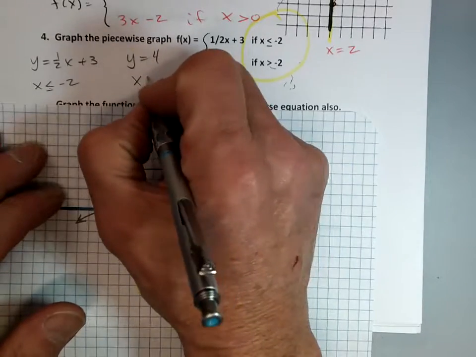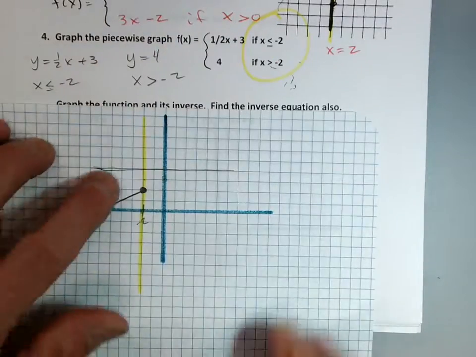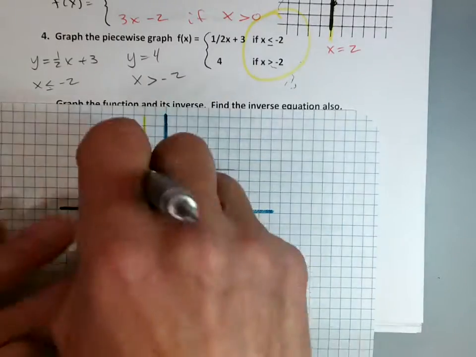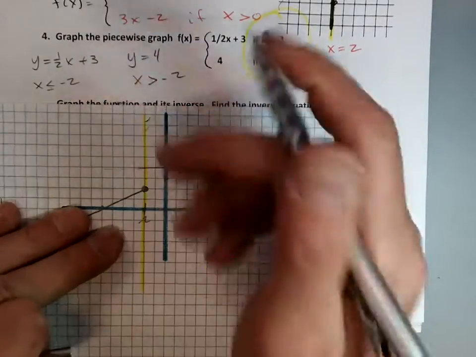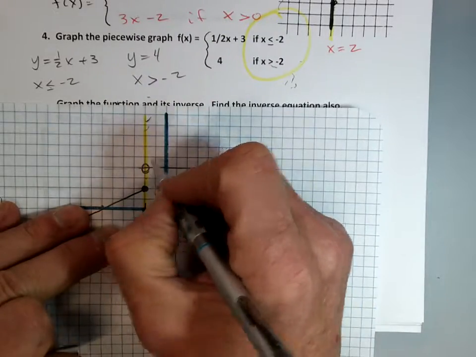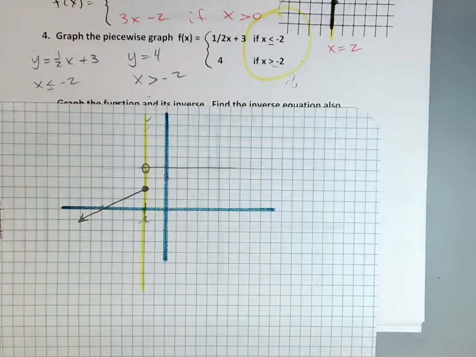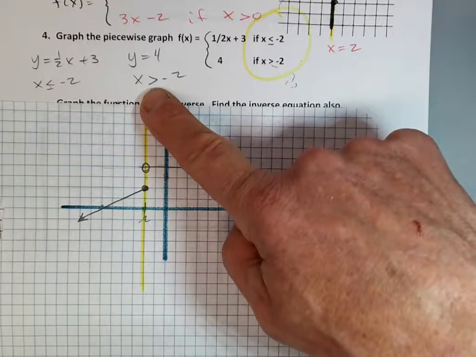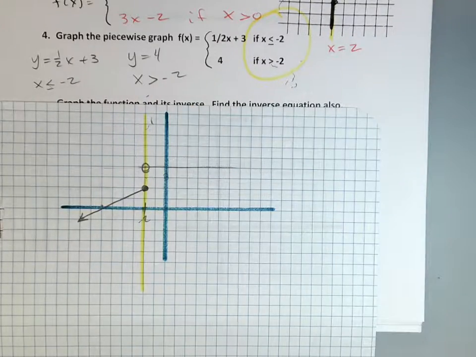I'm going to erase some of this, but y equals 4 goes all the way across, except I want this graph to be greater than -2. So I only want it on the right-hand side of my borderline. I'm going to erase part of the back, and I'm going to put an open circle here. Have to have an open circle if I'm going to have a function. Not only that, it does not equal -2. It's just going to be equal on the other. Okay?